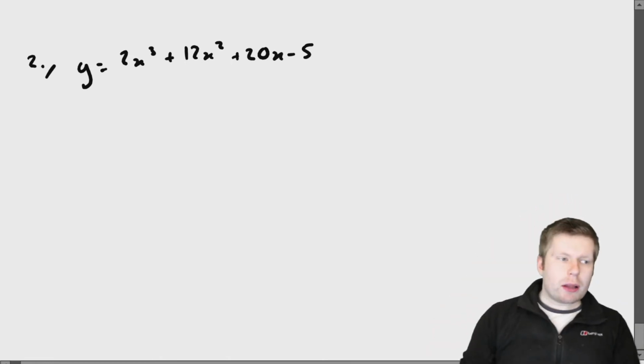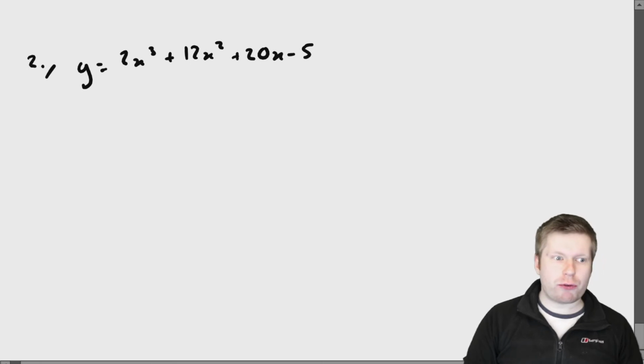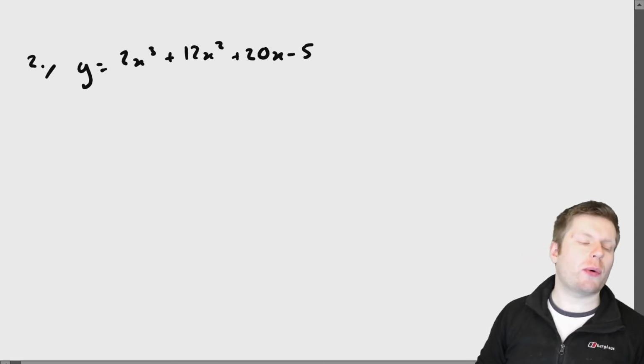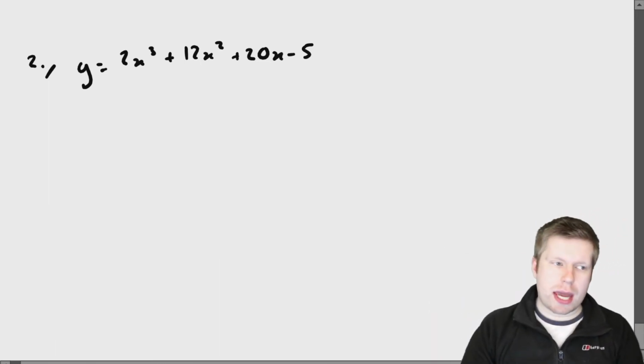Okay, so let's work through it a little bit quicker then, with a little bit less explanation, just to show you how to answer the types of questions in an exam, for example. If I give you the curve y equals 2x cubed plus 12x squared plus 20x minus 5, and again, find the stationary points, then determine their nature, okay?